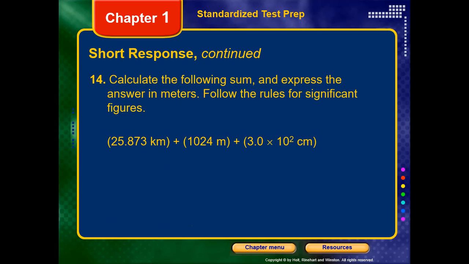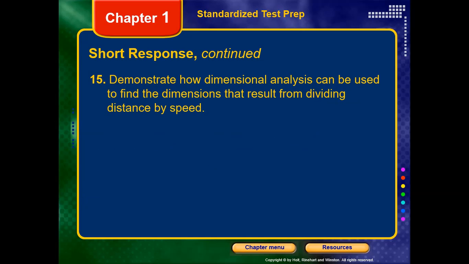Calculate the following sum and express the answer in meters. Follow the rules for significant figures. We have addition and we have multiplying before the addition, so the result will be 26,897 meters. Check the answer, and if you have a problem you can send me a message.